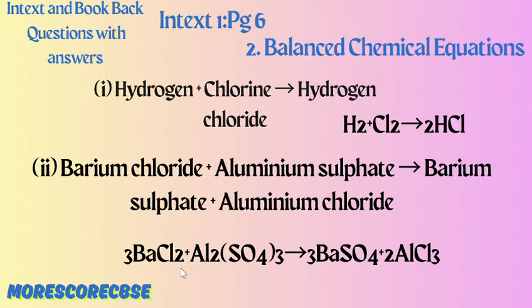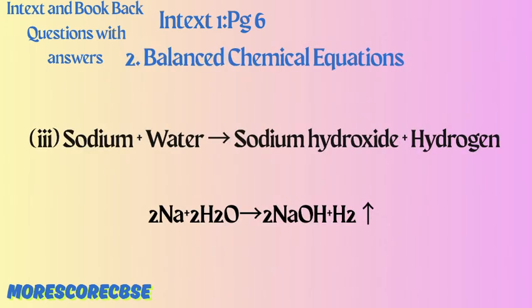In order to see the step by step, I will post a shorts video regarding this. You can check it out. BaCl2 is barium chloride, Al2(SO4)3, gives 3 BaSO4 plus AlCl3. Here it is 3 atoms of barium and here also 3, and 2 atoms of aluminium. So we are balancing it.